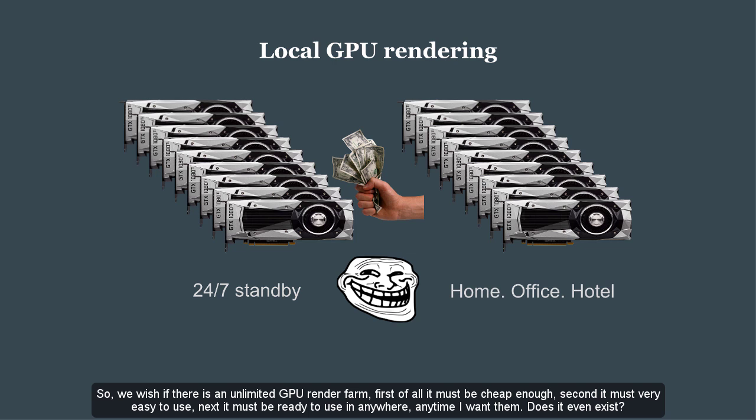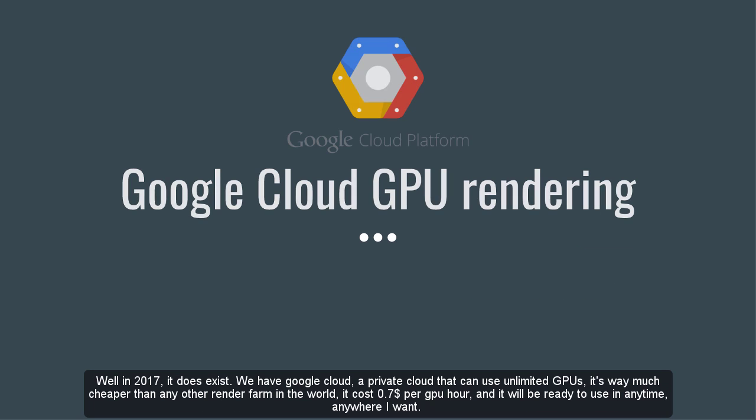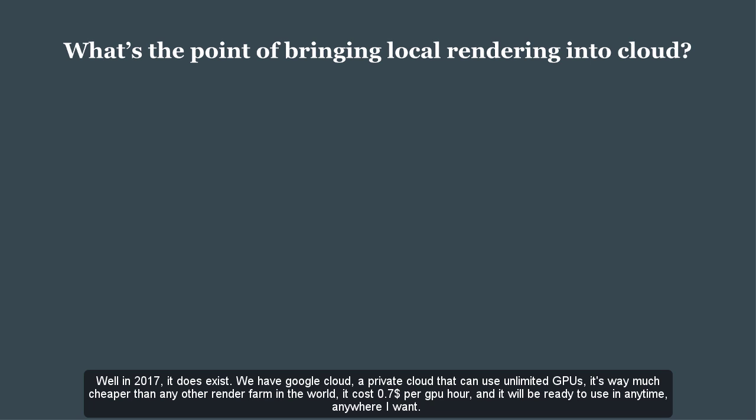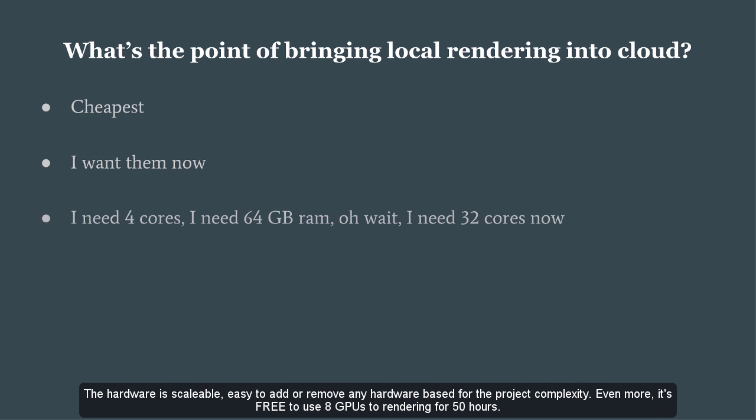Does it even exist? Well, in 2017, it does exist. We have Google Cloud, a private cloud that can use unlimited GPUs. It's way cheaper than any other render farm in the world. It costs 70 cents per GPU hour, and it will be ready to use any time, anywhere I want. The hardware is scalable, easy to add or remove based on the project complexity.